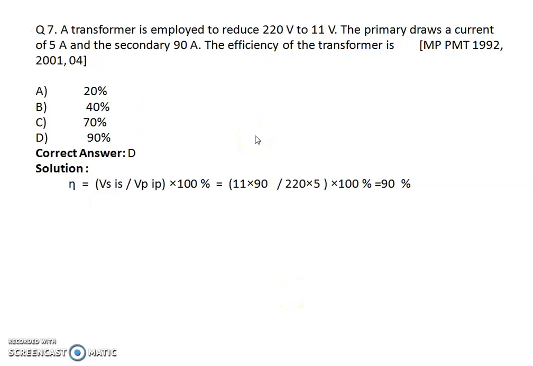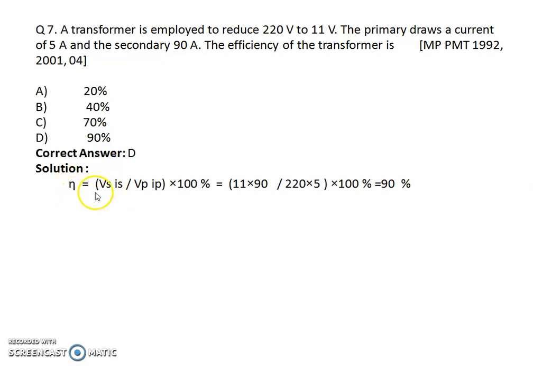Then the next question: a transformer is employed to reduce 220 volt to 11 volt. So obviously this is a step down transformer. The primary draws a current of 5 ampere and the secondary 90 ampere. The efficiency of the transformer is.